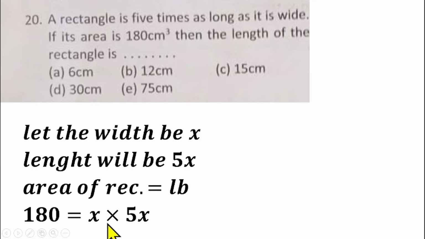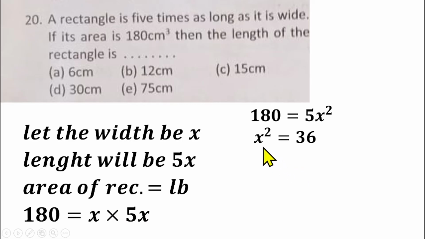So 180 will be equal to x times 5x. So we'll be having 180 equals 5x squared, because x times x gives us x squared. Divide both sides by 5. x squared will be 36. Then take the square root of both sides, x will be equal to 6.